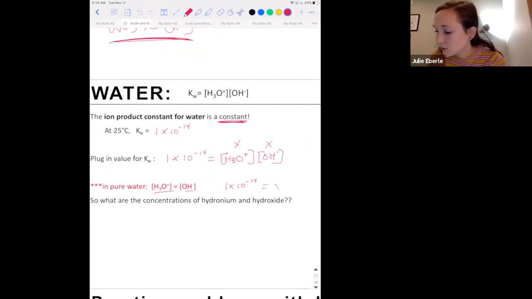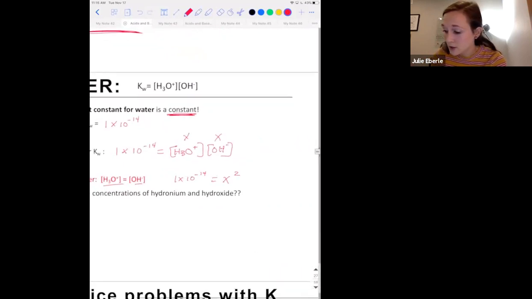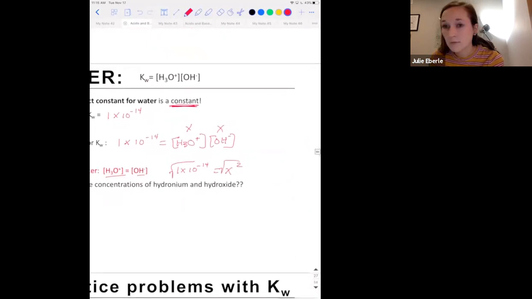So that's like saying this equals X squared, right? X times X is X squared. So now we can solve for X. We just take the square root of both sides. So what is X? X equals 1 times 10 to the minus 7. And it is units of molarity, moles per liter.